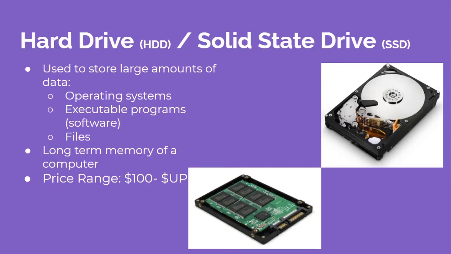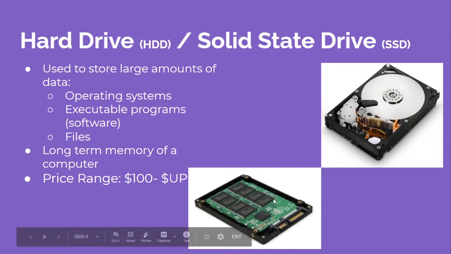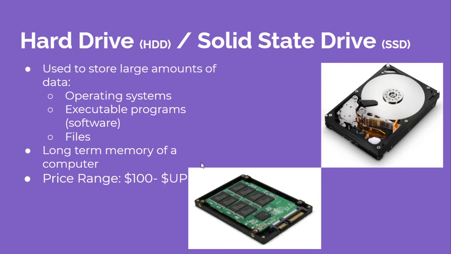Next, we have the hard drive, or the solid state drive. These are two different types of drive. This is the hard drive, which is a physical disk. It's a hard disk drive, and you physically write the memory onto there. Then there's the solid state drive, which stores the memory in microchips. And as I've been saying, this is used for long-term memory storage. So it's used for storing operating systems, executable programs, like all of your Adobe programs, and all the files that you save. Once you click save, it saves onto your hard drive or your solid state drive.